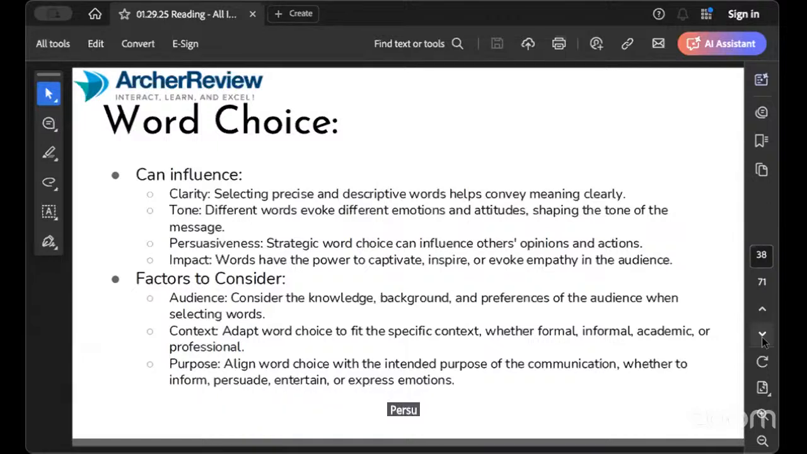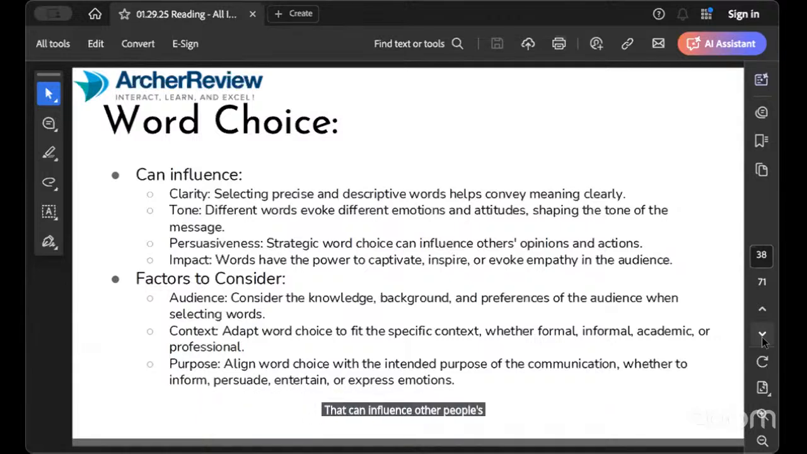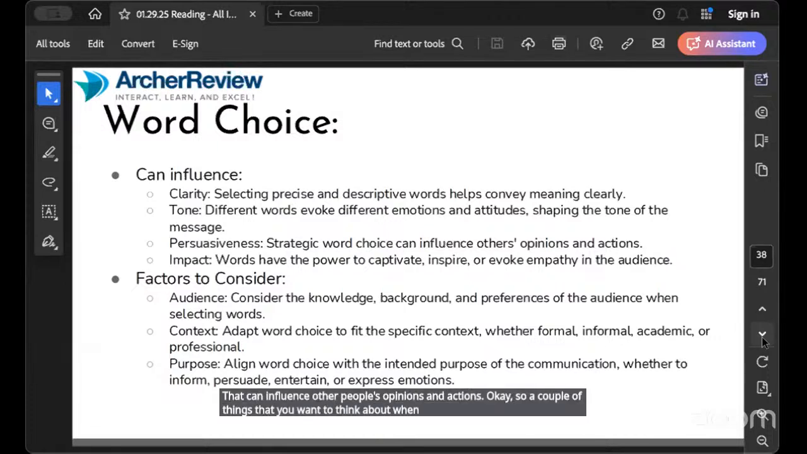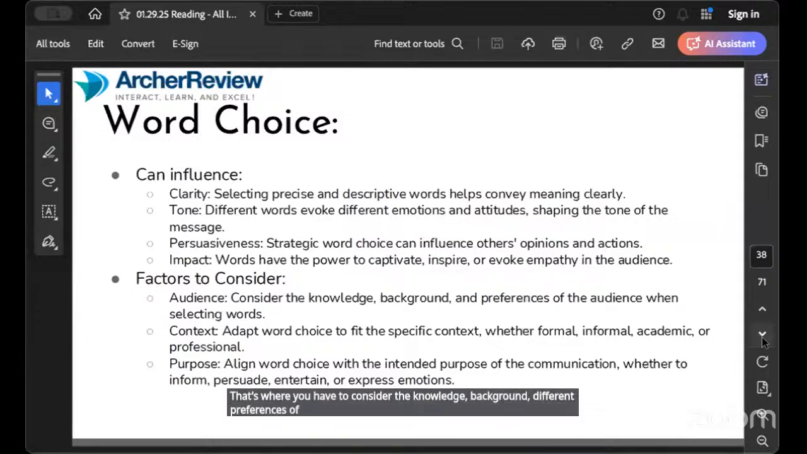Persuasiveness, so strategic wording, when you have those signal words, when you have those value words, that can influence other people's opinions and actions. Okay? So, a couple things that you want to think about when you're reading and you're trying to determine what a word or a phrase means. Think about who's the intended audience of this passage. Okay? That's where you have to consider the knowledge, background, different preferences of whomever that audience would be.